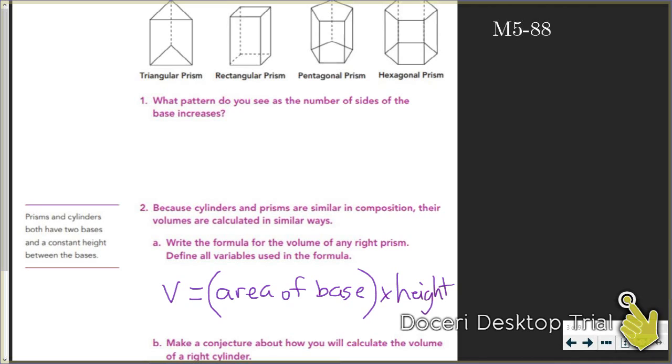Okay, so now letter B says make a conjecture about how you will calculate the volume of a right cylinder. Conjecture is just like a prediction or a hypothesis. Like what do you think is going to happen? How do you think we're going to find the volume of cylinders today? Okay, so I'm going to give you a chance. You can just write this on your own. You don't need to talk to a partner. You're just writing down what you think is going to happen and how we are going to find the volume of a right cylinder today. All right, you got 20 seconds to make your prediction. Ready, go.